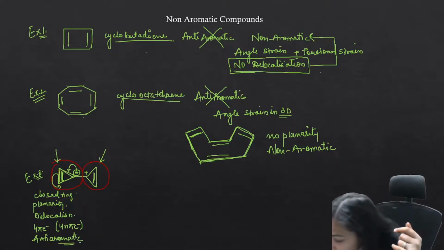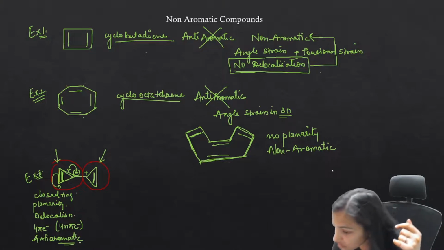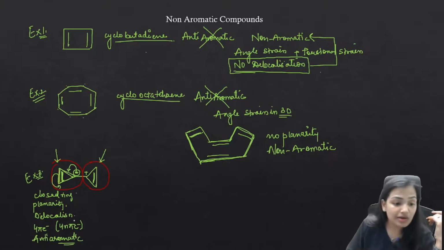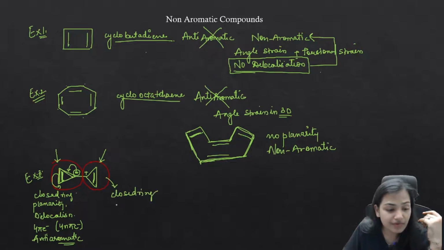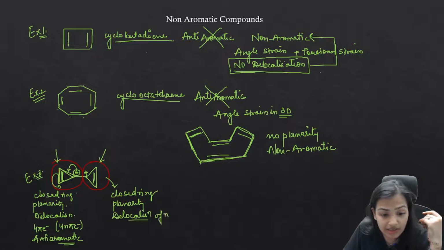Is it, guys? Okay, now let's have a look at this particular ring. If you focus on this particular ring, this is again a closed cyclic ring. Absolutely, this is a closed ring. Now if you look at the planarity, yes, there is planarity. The carbons are planar in nature. This carbon, and the carbon which has a positive charge, is also planar in nature. Now, will delocalization of pi electrons occur?